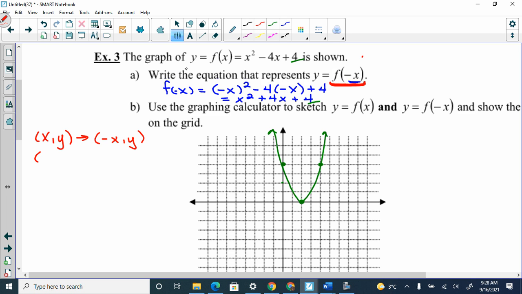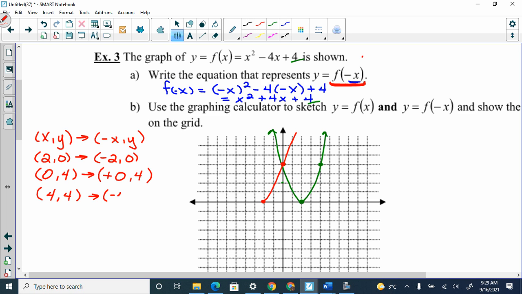We're going to go (2, 0) becomes (negative 2, 0). I don't know why I started in the middle point. That was silly. You should always start left to right. So if I start on my very far left, it would be (0, 4), and it's going to become (negative 0, 4), which negative 0 is just positive 0. So these stayed the same. And then I have (4, 4). It's going to become (negative 4, 4). See that?